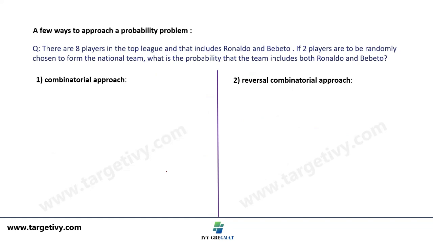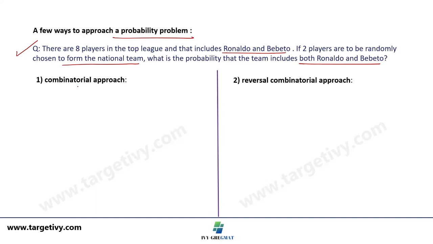A few ways to approach a probability problem. I mean, that's really important, that we take one question and try to solve it in multiple fashions. Let's see. There are 8 players in a top league, and that includes Ronaldo and Bebeto, great Brazilian players. If 2 players are to be randomly chosen to form the national team, what is the probability that the team includes both Ronaldo and Bebeto? So 2 people have to be chosen. What is the probability that my choice will have these 2 people? Sure shot. So total possible outcomes.